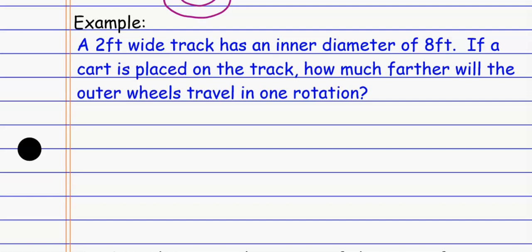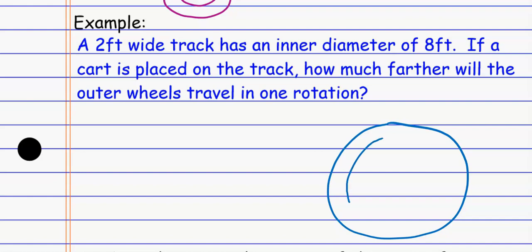And so if we were kind of to draw a picture of this thing, so there's the outside of the track, and then we have the inside of the track, which is 2 feet away the whole way around from the outside of the track. And so as we kind of start to label this thing, it says the track has an inner diameter of 8 feet. So if I were to kind of mark this from here to the circle, that's 8 feet.